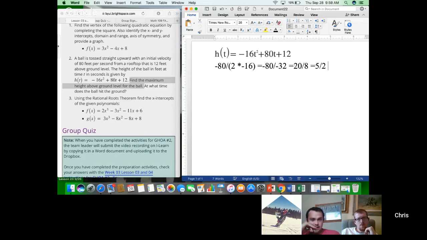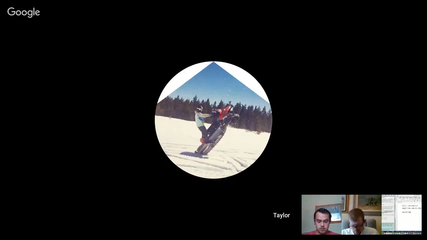5 halves. Okay. And then what do we do with that? You plug that back into the equation. That's your x for your vertex. That's your time value. So you plug that in for t, and then you'll get your height. Now we have to do negative 16 times 5 halves squared. I'll just do that on the calculator real quick. Sounds good to me.